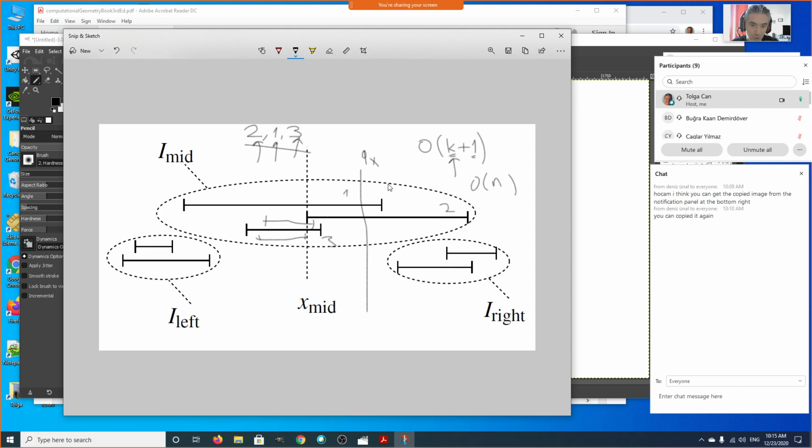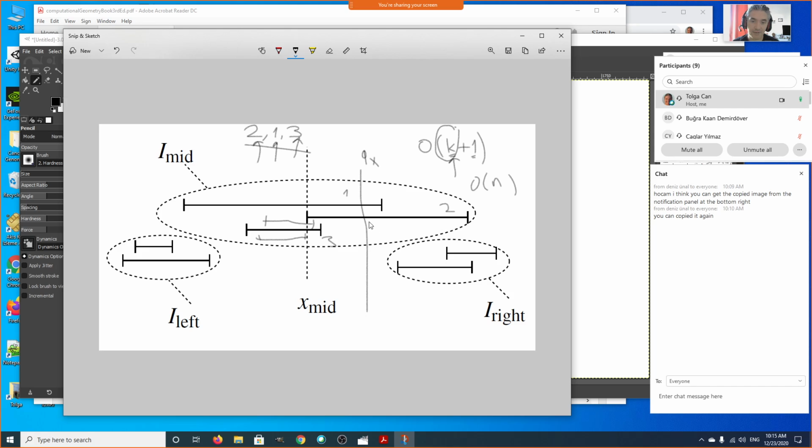Since they're in sorted order, I'm just going to go over them and only spend time to report the ones that are here. And whenever I don't report a line segment, only one of them, the 3 is not reported, I stop checking those line segments. So this actually solves the problem.